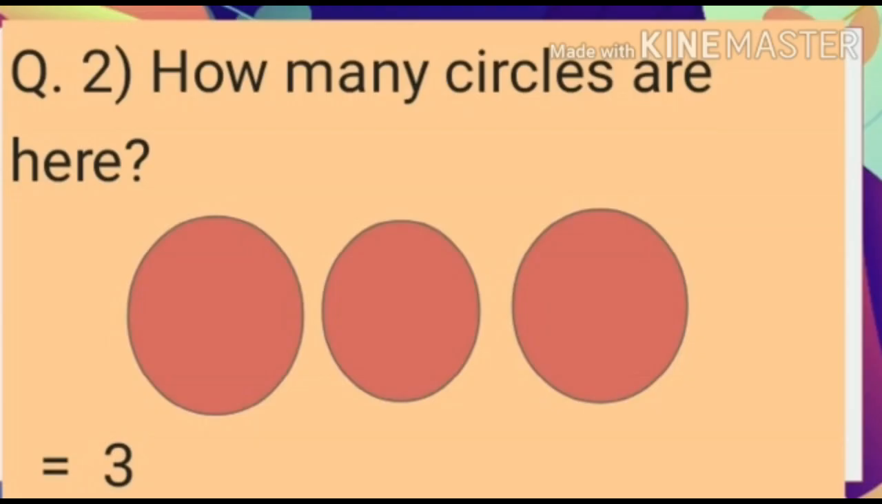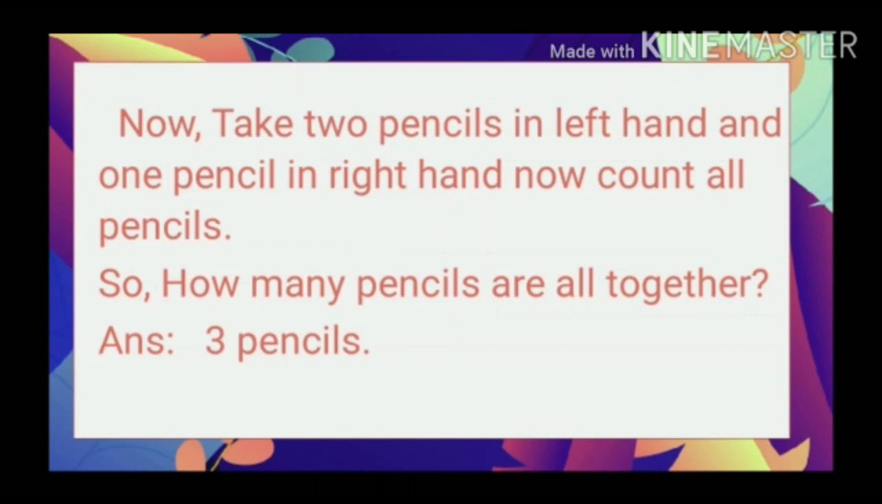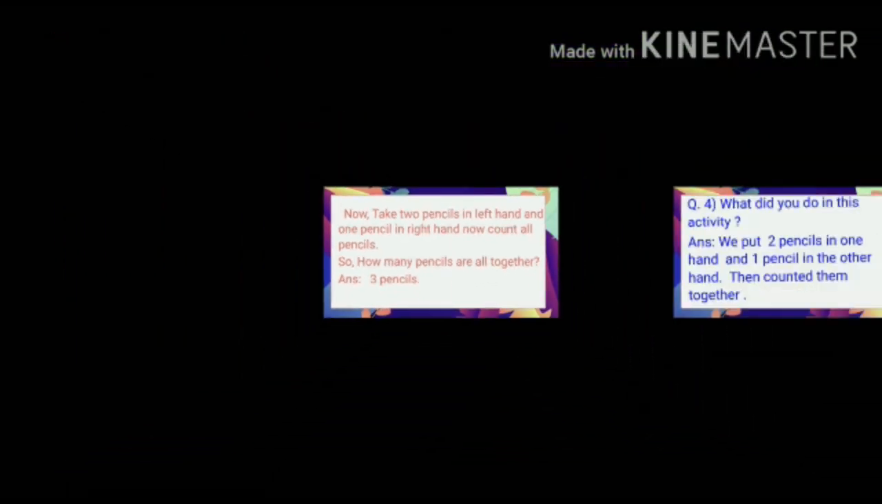Let us count how many circles are here. 1, 2, 3. So how many circles are here? 3 circles. Very good. Now take 2 pencils in left hand and 1 pencil in right hand. Now count all pencils. So how many pencils are all together? 3 pencils. Very good.